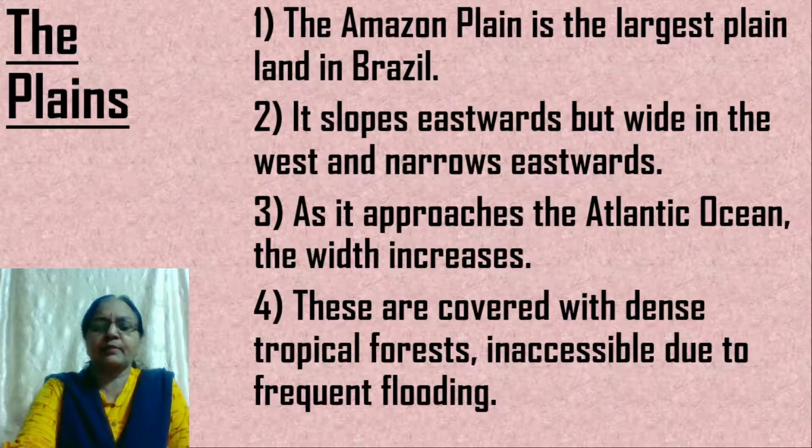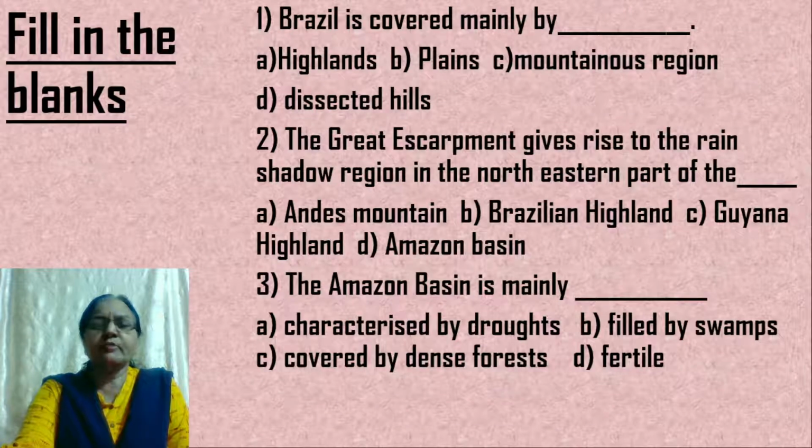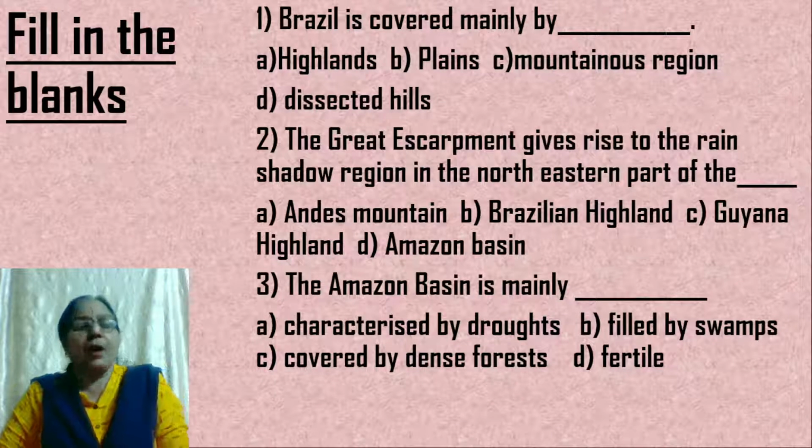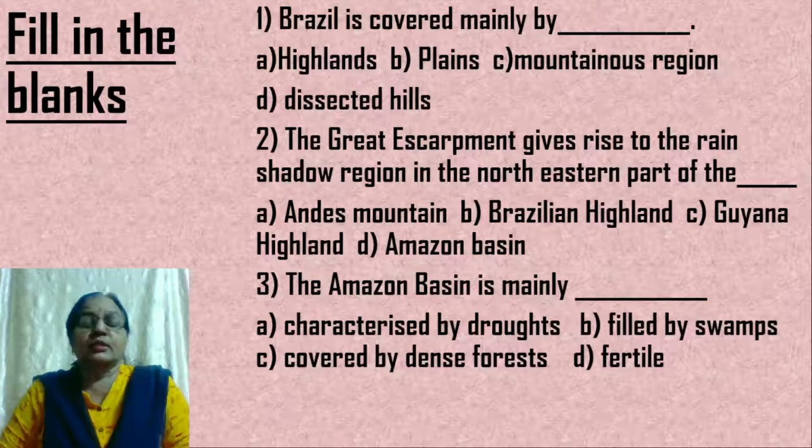Now let's come over to the questions here. We already finished with this part. Let's come over to some, just try brushing up your memory. Brazil is covered mainly by highlands, plains, mountainous region, dissected hills. Yes, children, what's the answer? It is highlands.